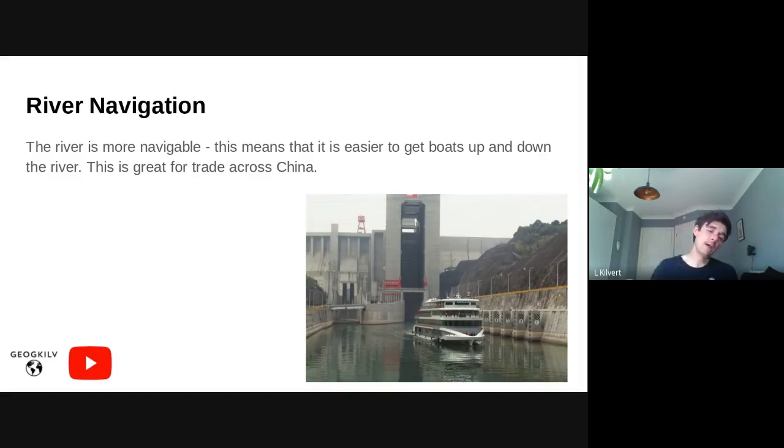But the advantage of that is it makes the river more navigable. What that means is we can get boats up and down the River Yangtze really easily. That is great for being able to trade and transport goods all the way across China. So from my perspective, that's a massive economic advantage, okay? That's great for business, it's great for China, and it's great for the people being able to receive goods and to be able to trade and to generate money. So we've got a huge economic advantage there.